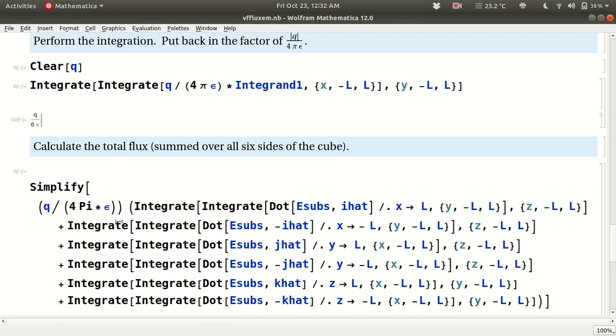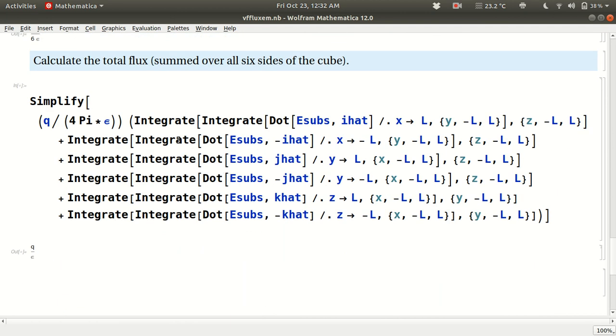Now if you calculate the flux to all the surfaces by proceeding the same way, this is the flux to the x is equal to L surface, then the x is equal to minus L surface, the y is equal to L surface, the y is equal to minus L surface, and so on. If you calculate one by one, you will get the answer q by epsilon naught. So indeed we get the same answer as we described in the theory part. This is how you can write a simple mathematical code to calculate the flux through a cube.